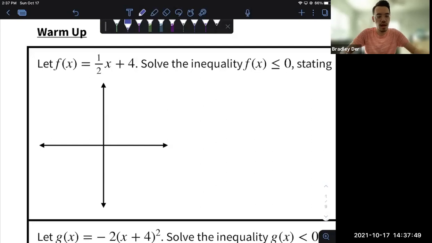As I say for all the problems that we do, multiple methods are available or possible, as long as you are accurate, as long as you are reliable, make sure that you can show your work, so there's evidence of your thought process. But for notes, I'm going to just do this graphically. So let f of x equal 1/2 x plus 4. So let's call that a y-intercept of 4. I know that there's going to be a positive slope of 1/2.